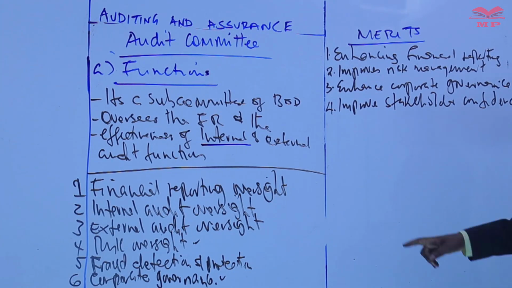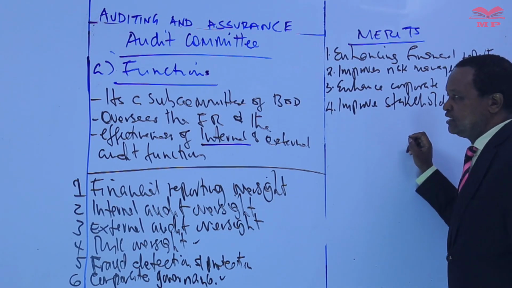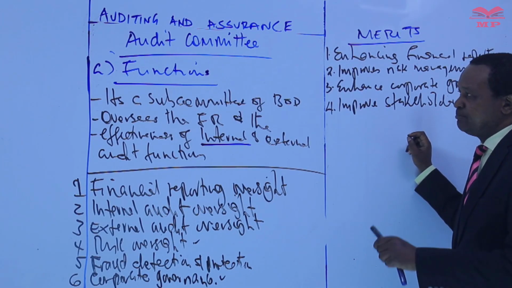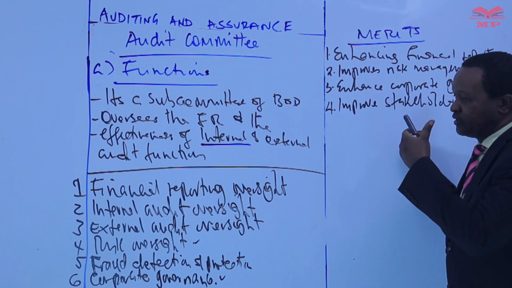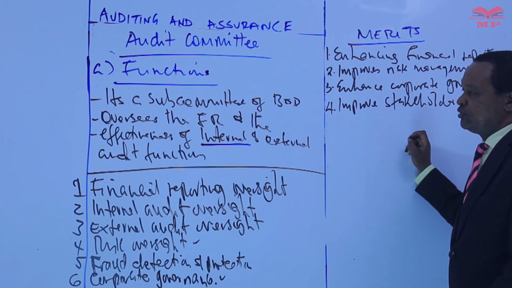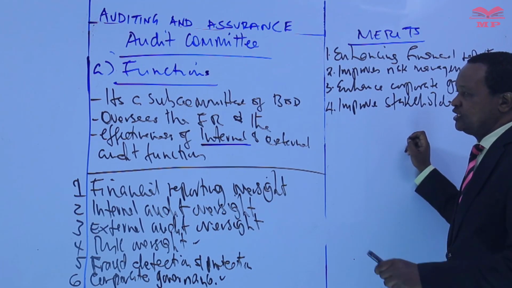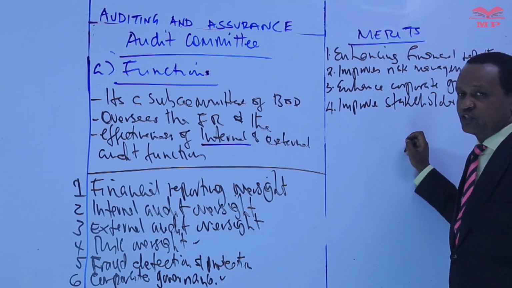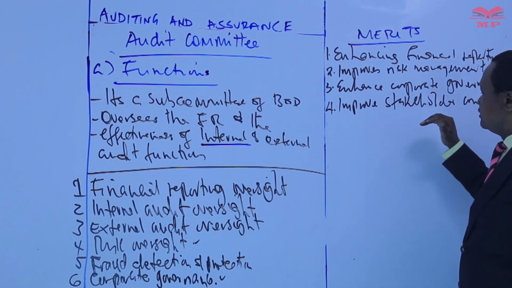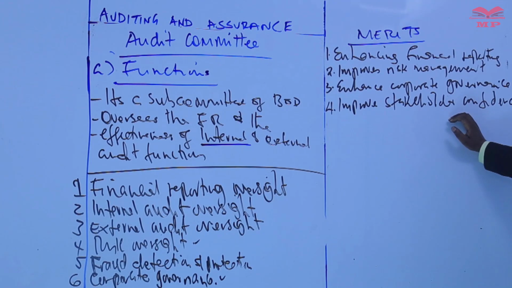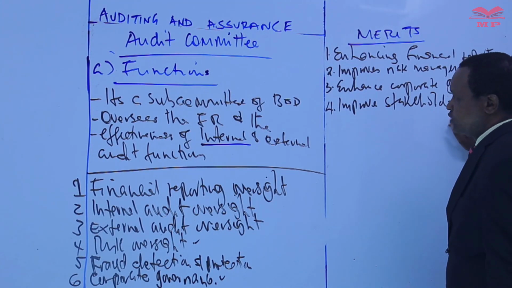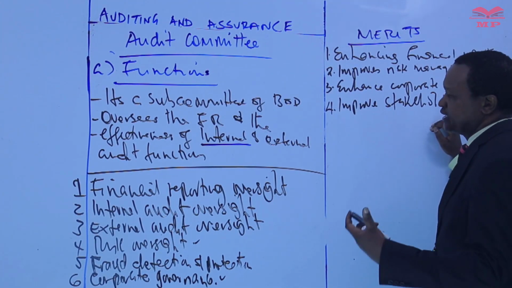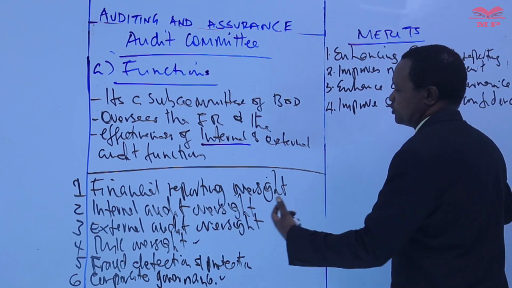Because you see, an audit committee, firstly, is comprised of independent non-executive directors who do not get engaged in day-to-day operations. These are individuals who are strictly independent, and if the organization has such a committee, then the stakeholders can have confidence in the financial reporting process. Stakeholders can have confidence in the financial statements, because the audit committee oversees the financial reporting process.